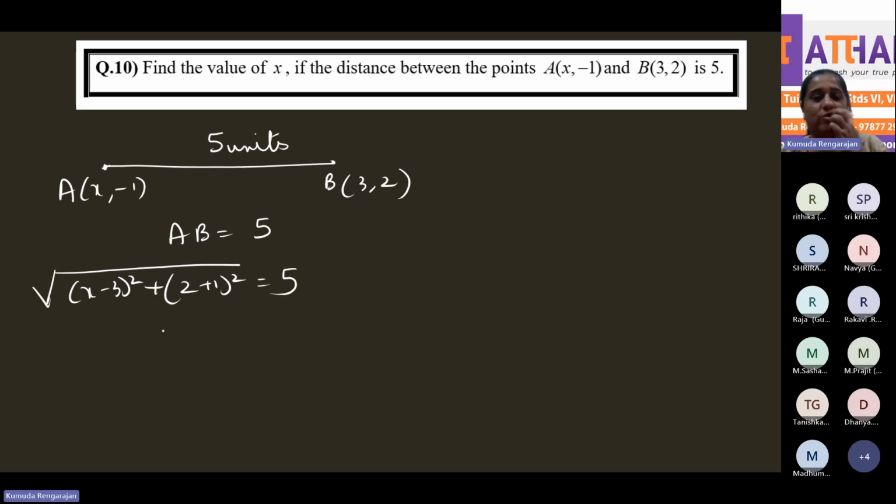So work this square on both the sides to get rid of the square root symbol. Continue, children, and find the value of x. You may get one value or two values for x.